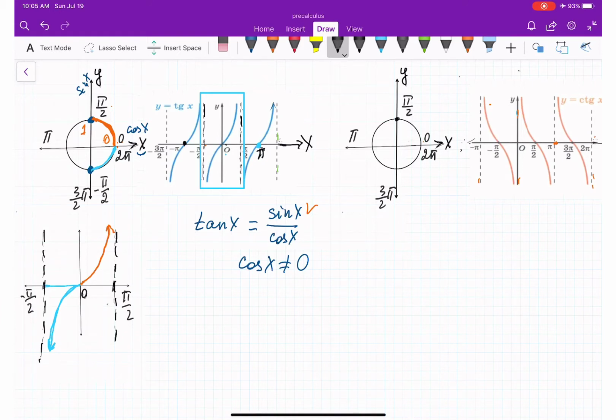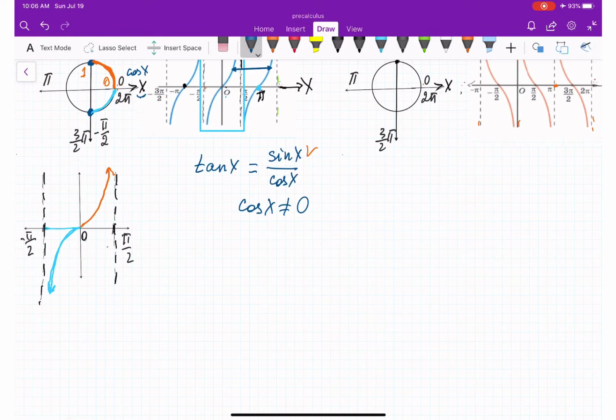This is our period, and it's going to repeat without limit as long as you repeat it every 1 pi. Okay, so this is our tangent, the graph of tangent. Next, let's explore some properties here.